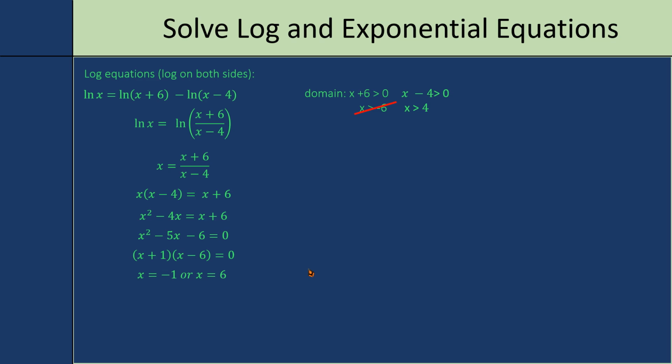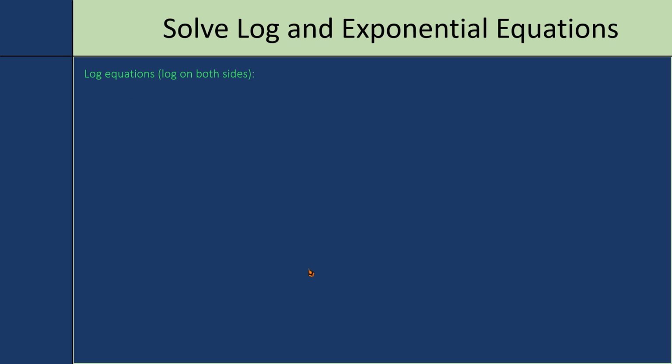So which one is in the domain? It has to be larger than 4. So not -1. So x is equal to 6 only. Oh, okay, this might be the last one probably.